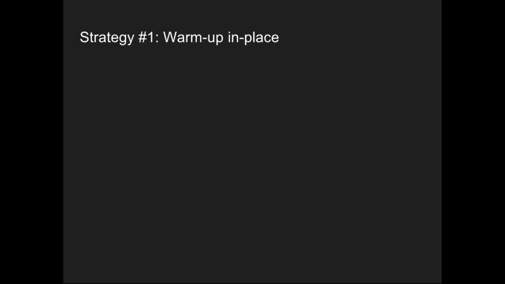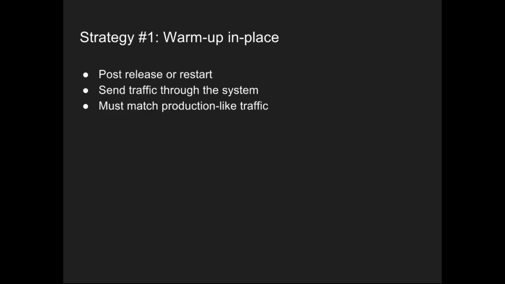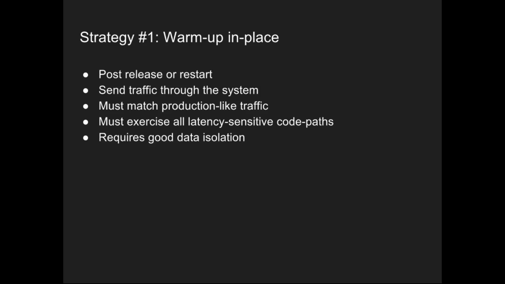So the first approach we can take I call warm-up in place. So this is post-release or restart in your production environment. We want to send traffic through the system in order to exercise the code paths we care about. Obviously, it needs to match production-like traffic. We can't send in fake or stale data because it will exercise different code paths and we won't get the effect we want. It needs to make sure that it exercises all the code paths that we really care about the latency of. And it requires good data isolation because you do have to send in data that looks real and requests that look real.